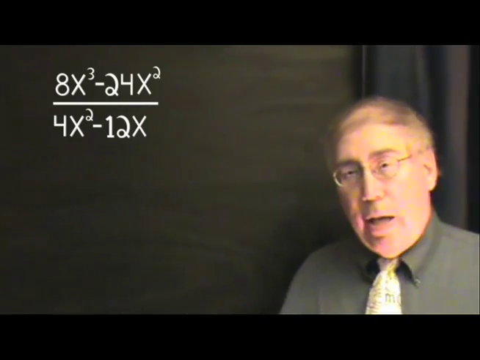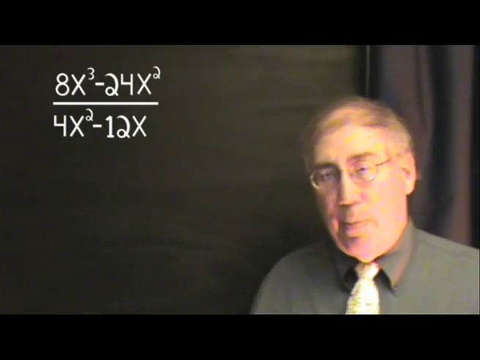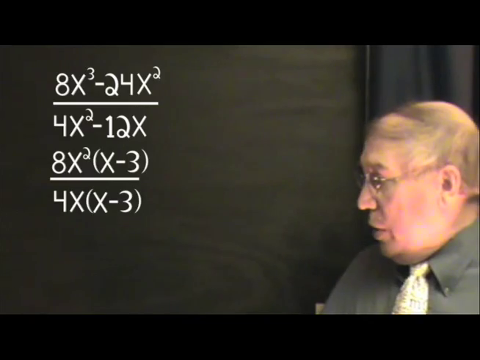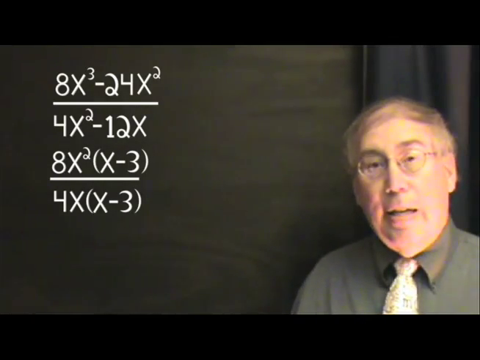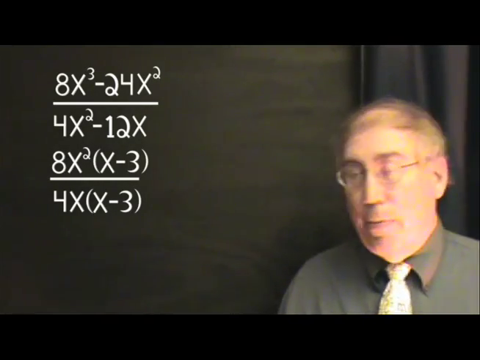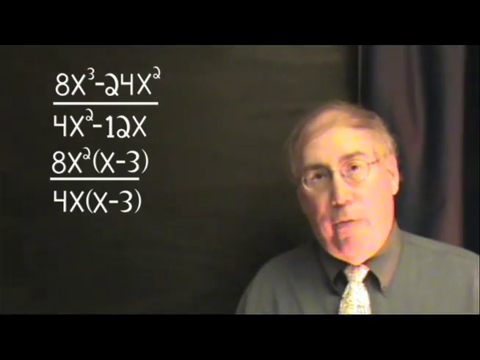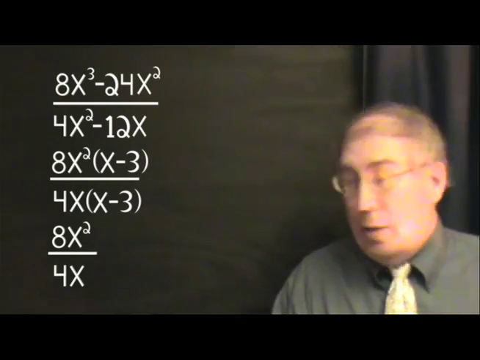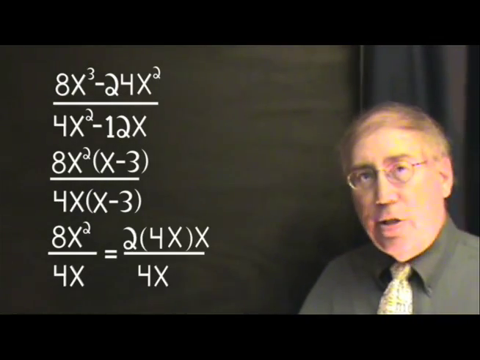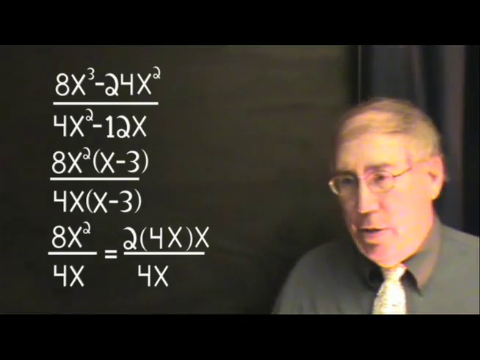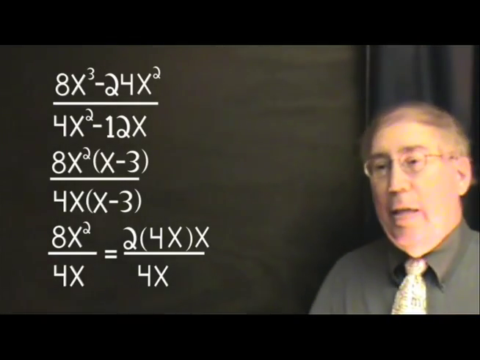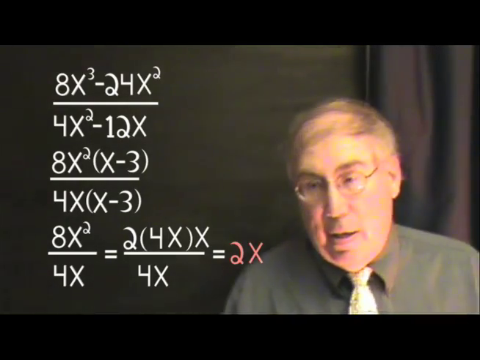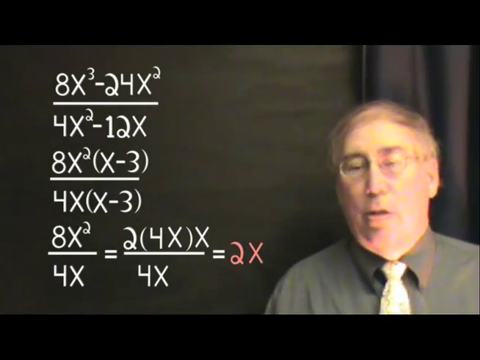Okay, here's one that's a little more complicated here. It looks like we can factor both the numerator and the denominator. So let's go here and start with the numerator. We can factor out an 8x squared. And then from the denominator, we can factor out a 4x. And notice the x minus 3's will cancel out. And then we're left with this here. Now the 8x squared we could expand out a little bit to see that there's a 4x hidden in there. And that will cancel with the 4x in the denominator. And so your simplification is 2x.